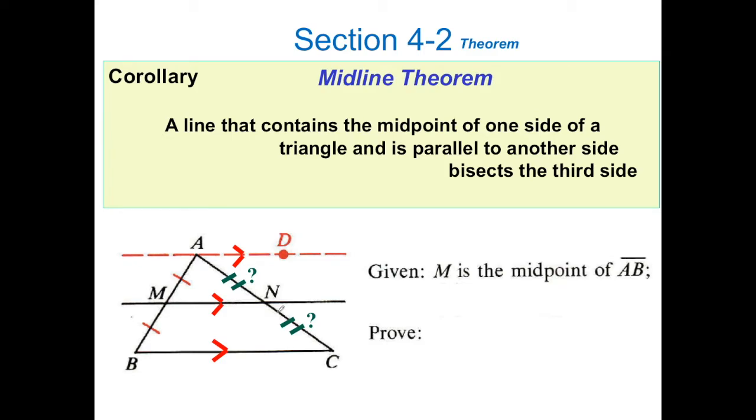So M is the midpoint of AB, and MN goes through the midpoint and is parallel to the third side. N we can maybe call the midpoint of AC. If we can prove that N is the midpoint of AC, then through the definition of midpoint, we'll know that MN bisects AC. Okay, so think about it for another second or two.